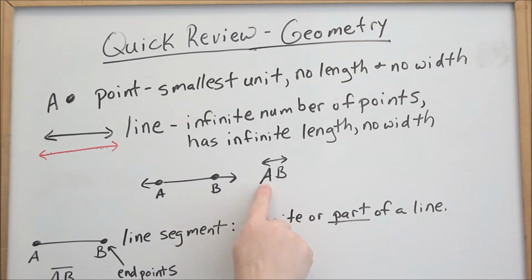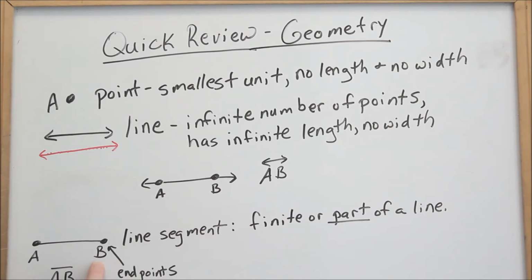This represents line AB with this line symbol with arrows on both ends. The arrows on both ends are very important because this symbol says it's a line. And we can call it line AB, we can write it like this. This means line AB.